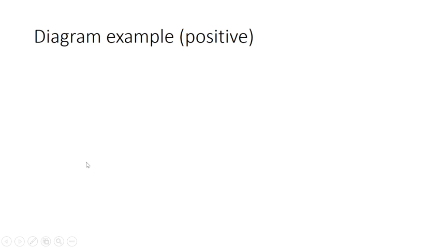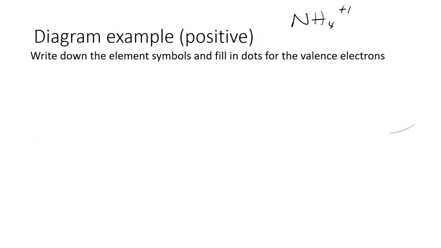So let's get right into an example. For this particular one, we are going to look at ammonium, which, if you don't have your polyatomic ion sheet right in front of you, is NH4 with a +1 charge. It's going to start out exactly the same. We're going to write down the element symbols and fill in dots for valence electrons. Hydrogen, column 1A, has 1 valence electron. Nitrogen, column 5A, has 5 valence electrons.